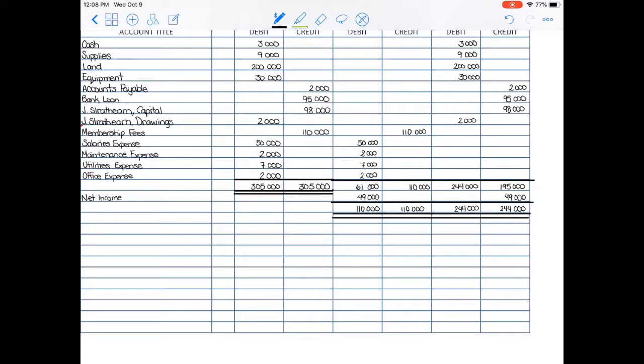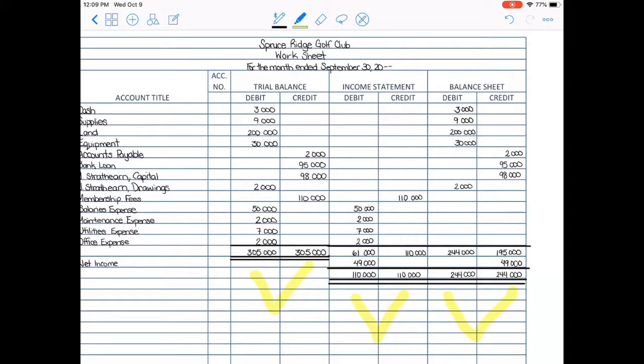So you'll notice at this point that we have 3 different pairs of balancing numbers. Okay, so at the end of your statement here, your worksheet, your debit and credit under trial balance should be equal to each other. Your debit and credit under income statement should be equal to each other. And your balance sheet, debit and credit should be equal to each other. So we have 3 pairs of matching numbers. So this is what a completed 6-column worksheet would look like.